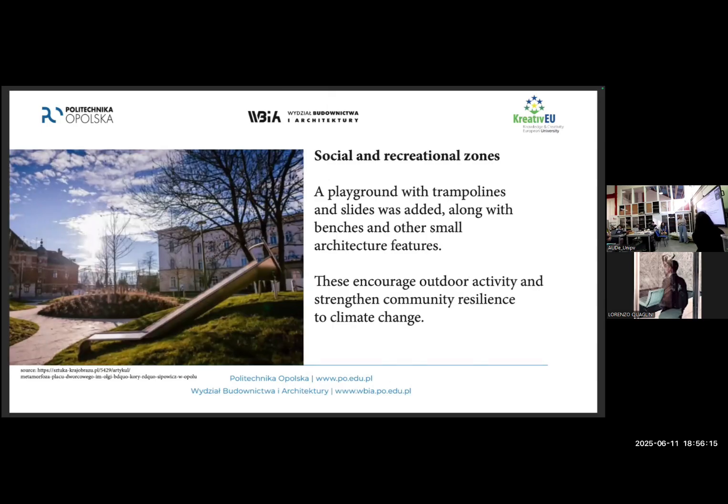And also something interesting, there is a space for kids to play, a playground on one of these hills. So in this way, they try to accommodate different kinds of activities in one space where you can move, or you can stay, or you can, let's say, play with the kids.